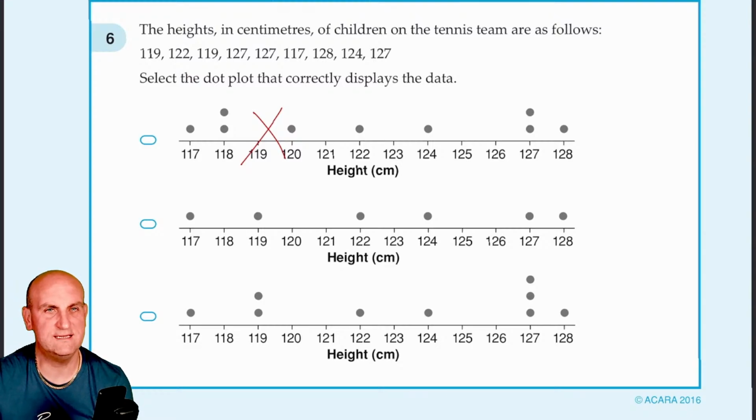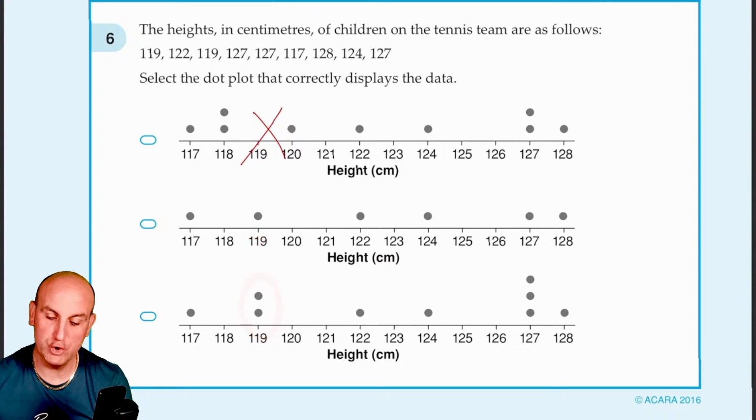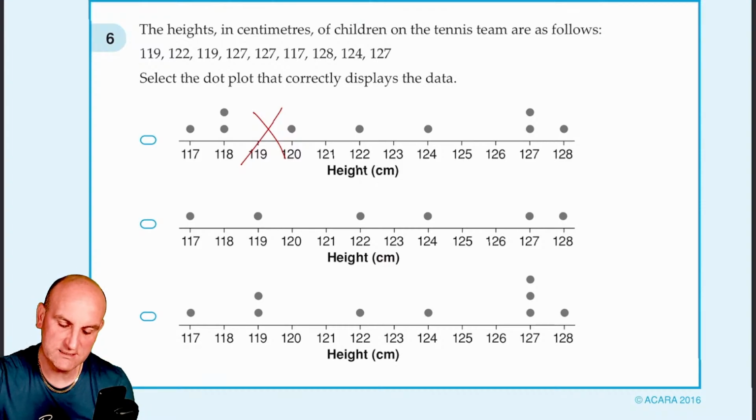What have we got here? The height in centimetres. So where are now the differences with my next two? Right, well, again, I'm going to look for my difference. I've got 1 at 119 here, and I've got 2 at 119. Let's go back to my data. I have 119, and I have 119. I've got 2 at 119. That can't be right. That one there must be right.